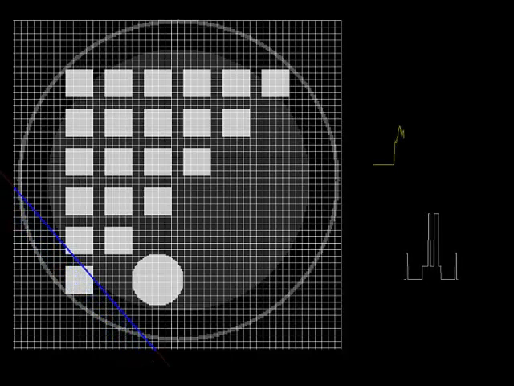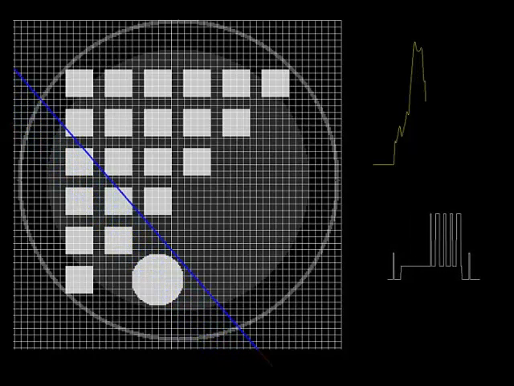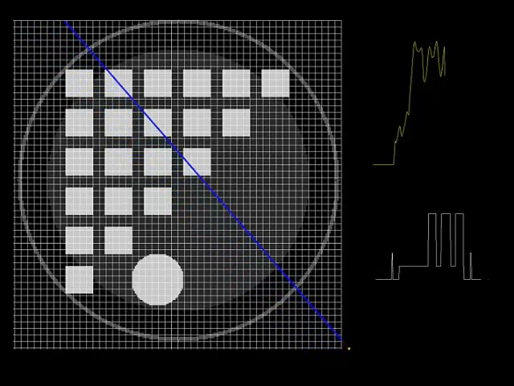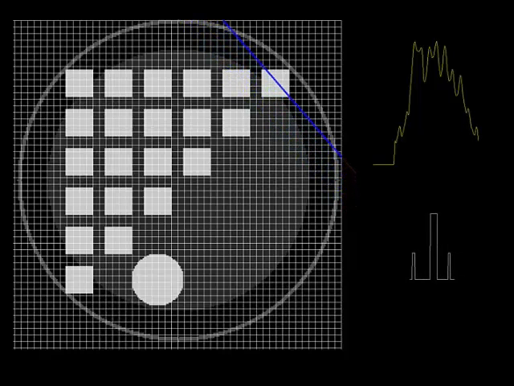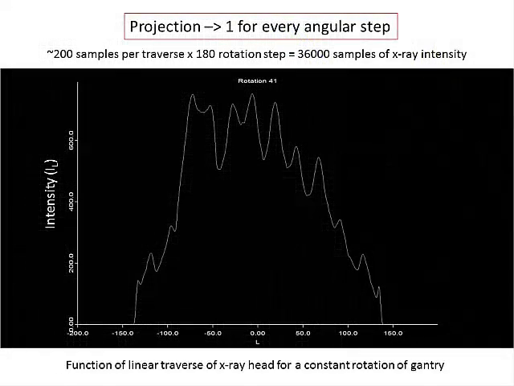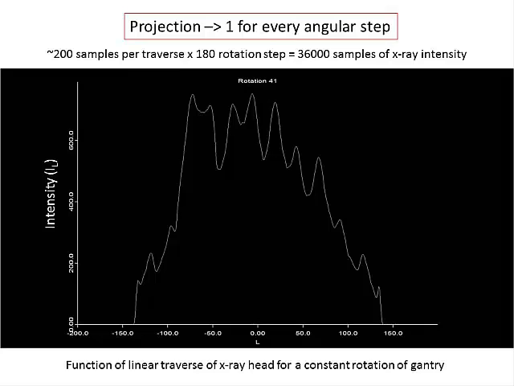You can now see how the projection profile is generated. The blue line shows the X-ray, and it passes along the gantry with increasing L. This process results in a projection profile, which is taken at each rotation step of the gantry. It is the attenuation along the beam as it travels a distance L along the gantry.